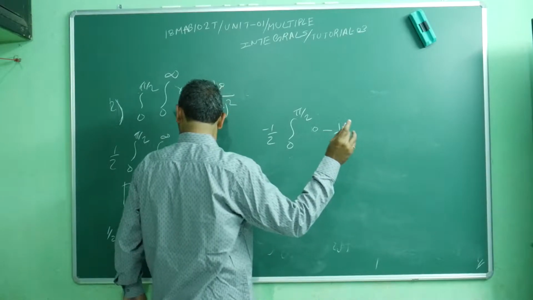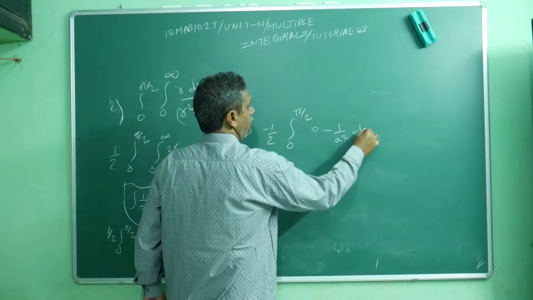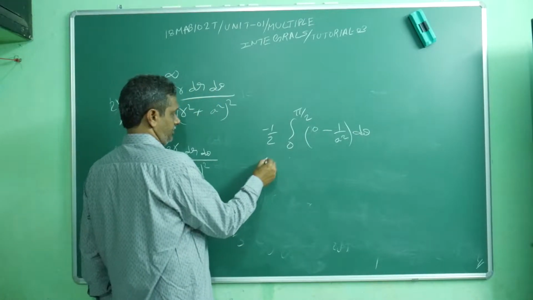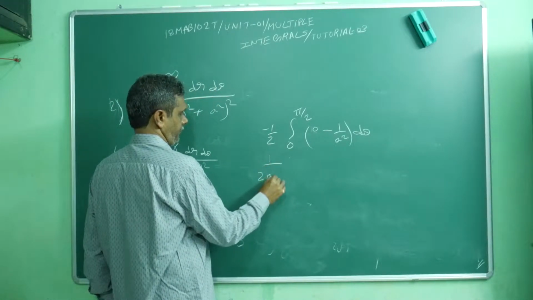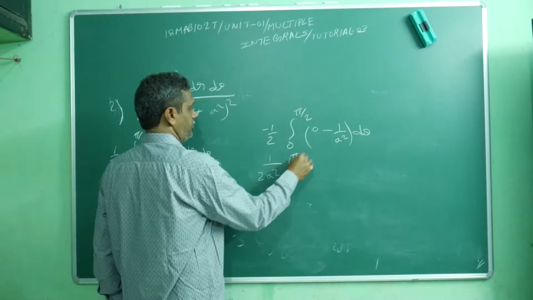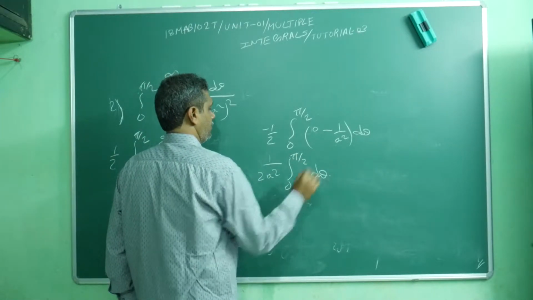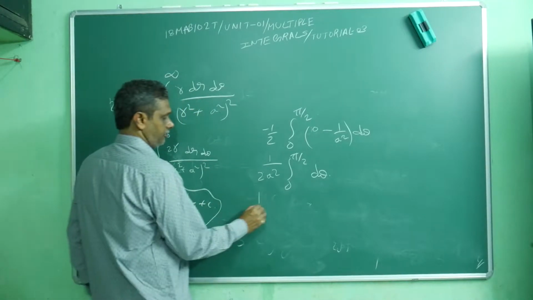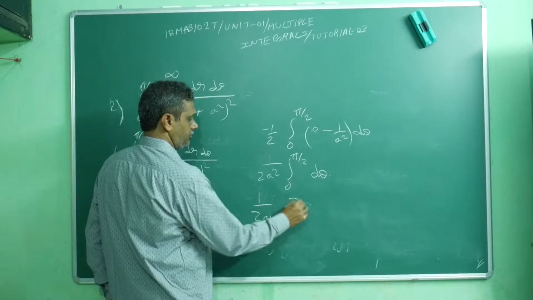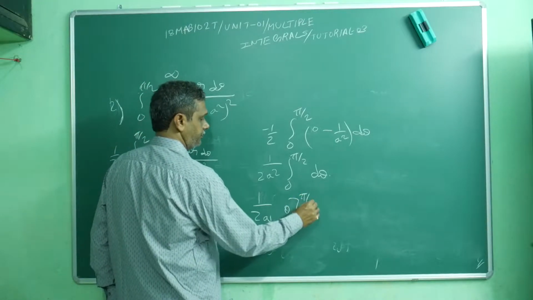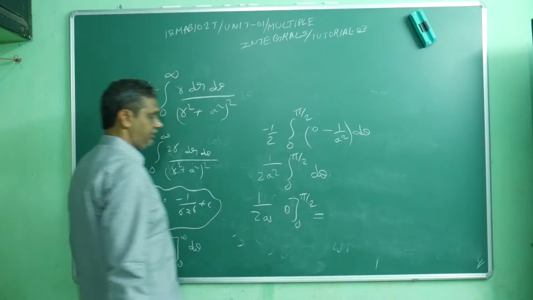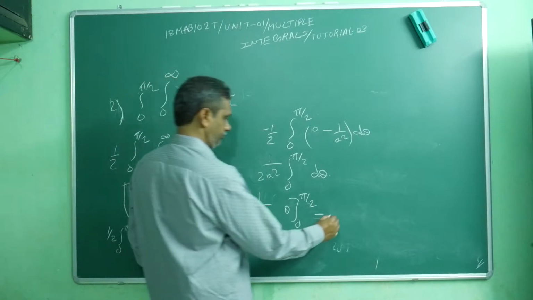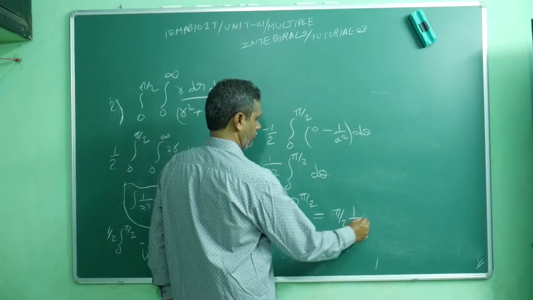1 by a square d theta. This 1 by a square is also a constant, take it outside. So already minus is there, minus minus plus 1 by 2a square, 0 to pi by 2 d theta. Now with respect to theta, if you integrate, what will you get? 1 by 2a square theta, 0 to pi by 2. Here the lower limit vanishes, only the upper limit stands, then pi by 2 times 1 by 2a square will come.